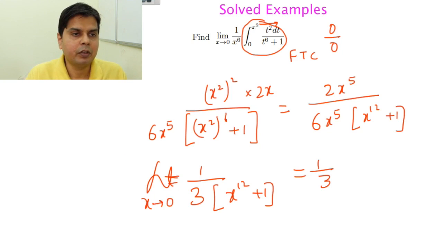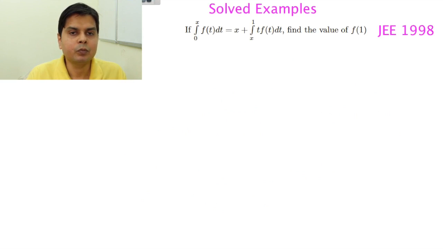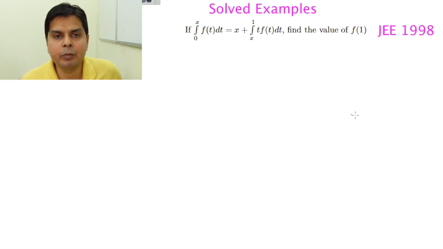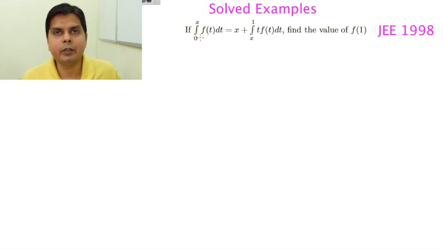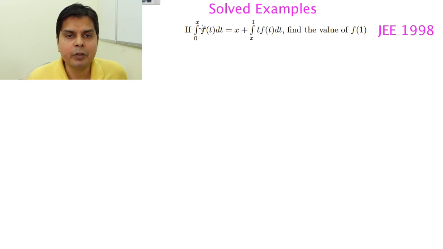Okay, let's see another problem. This is the JEE '98 problem. It says the integration from 0 to x of f(t) dt is equal to x plus the integration from x to 1 of t f(t) dt. Find the value of f of 1. Since in this question it has been given in terms of integration, the best approach is to use the fundamental theorem and differentiate it. So when I differentiate it, I will get f of x. This is the differentiation of the LHS. Differentiate x, you will get 1.